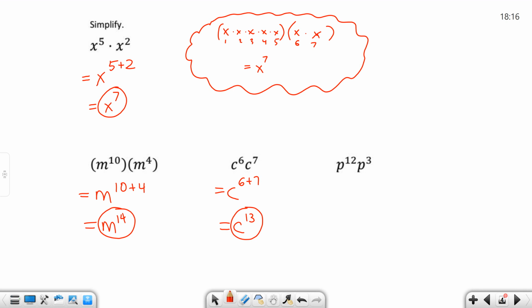And then the p's here, p to the 12th times p to the 3rd. Again, each p has its own exponent. So I'm going to say p to the 12 plus 3 power, which is p to the what? 12 plus 3 is 15, so p to the 15th.